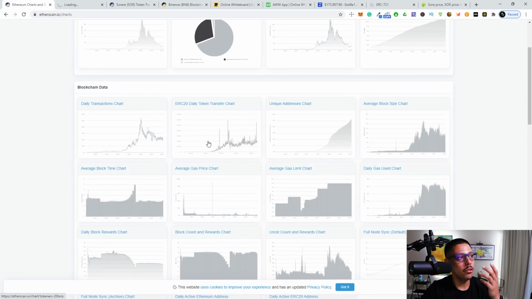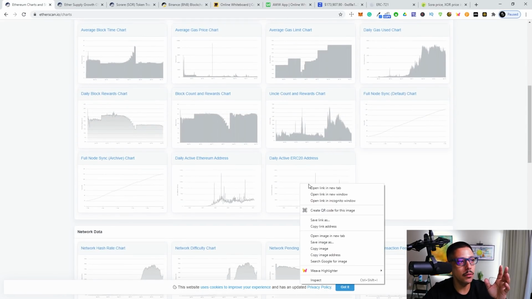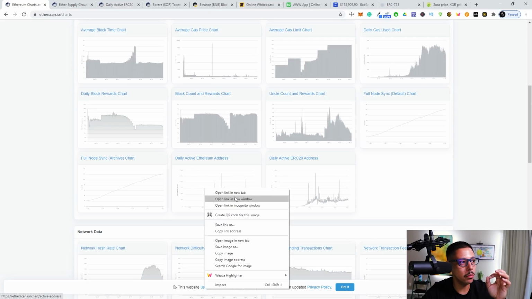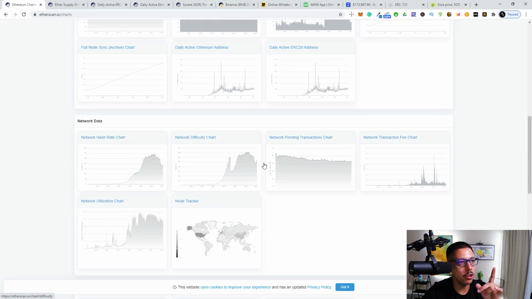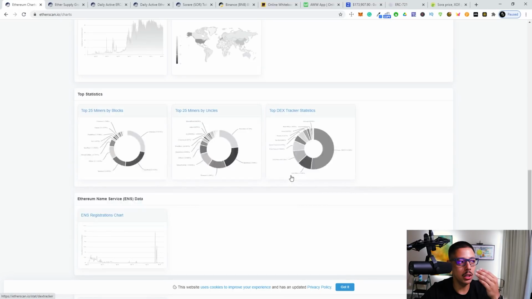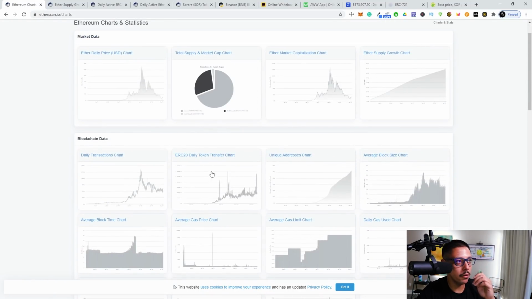We have daily token transfer chart, daily transactions. Now, typically what I do is I look for specific things that will prove maybe there's a bullish or bearish pattern happening, like active ERC20 addresses, active Ethereum addresses. Actually, that's probably more relevant. Full node sync, don't worry about that. Network data, hash rate chart. I'm looking for things that will point to something that's going to lead to a bullish indicator, whatever the case is. I don't come to this all the time, but when I do, there's a lot of good information.